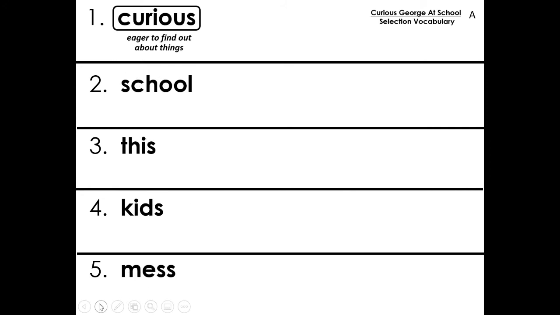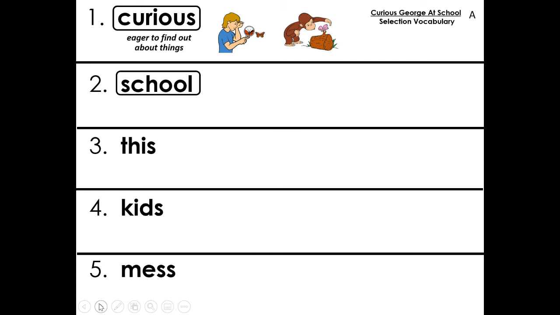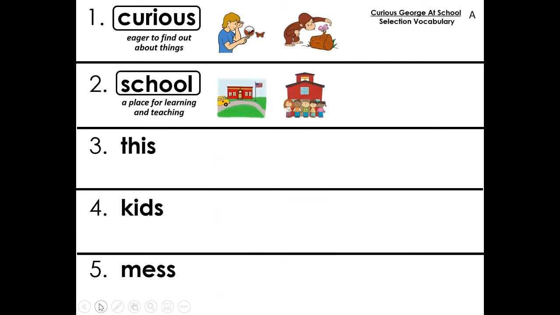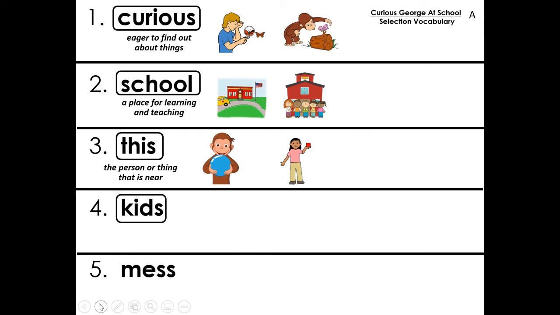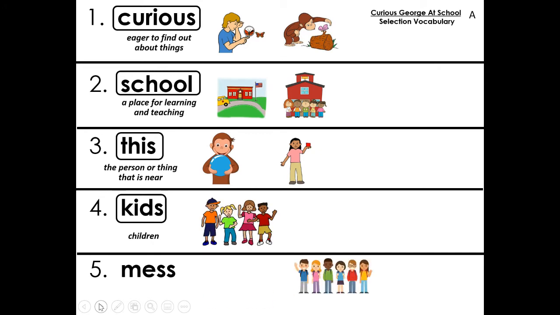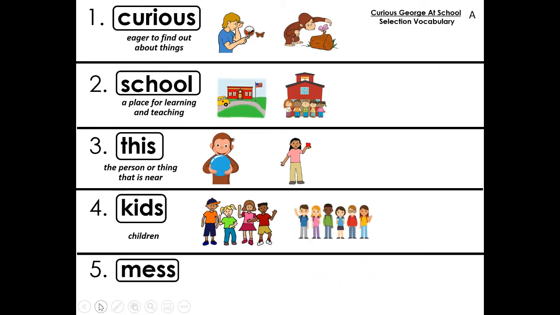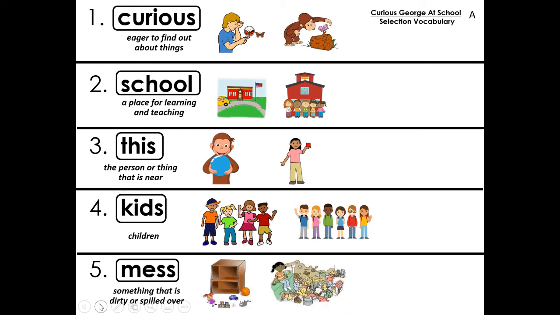Curious, eager to find out about things, curious. 2, school, a place for learning and teaching, school. 3, this, a person or thing that is near, when you say this is my ball or this is my friend. Number 4, kids, children. Number 5, mess, something that is dirty or spilled over, mess.